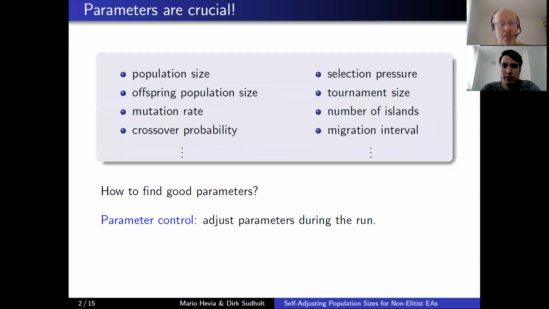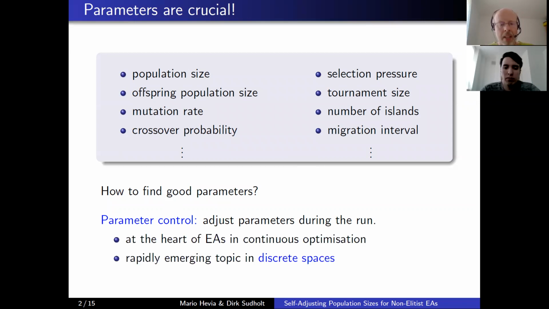One approach is to use parameter control, which means to try and adjust parameters during the run to kind of automatically tune the parameters on the fly. This is at the heart of EAs in continuous optimization. They've done this for decades, but in discrete spaces, it's a rapidly emerging topic because we're just discovering the potential of using parameter control for discrete evolutionary algorithms.